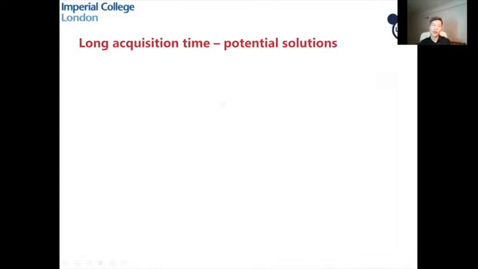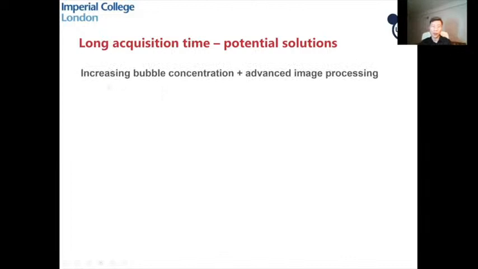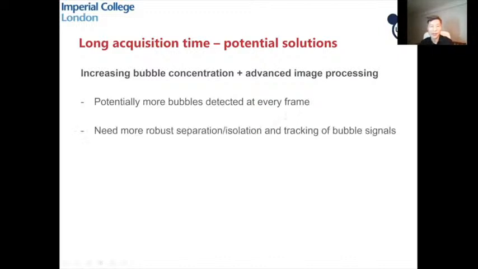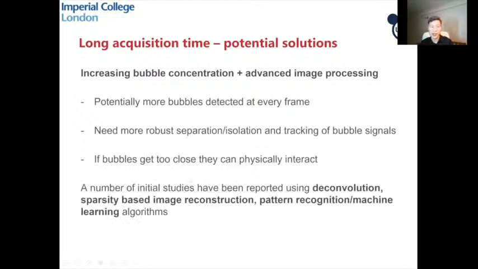Okay, so for the long acquisition time, what can we do? One of the possibilities is to increase bubble concentration, and then we can use some advanced image processing to deal with that. Potentially more bubbles can be detected at every frame, so the number of frames you need to generate this super resolution will be less, so less time required. But they need more robust signal processing and image processing to separate, isolate, and track this bubble signal. And if the bubbles get too close, they can even physically interact. That will be another challenge.